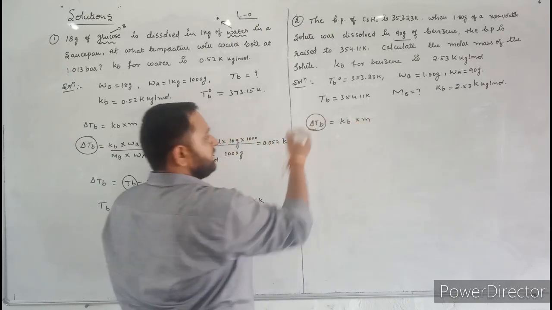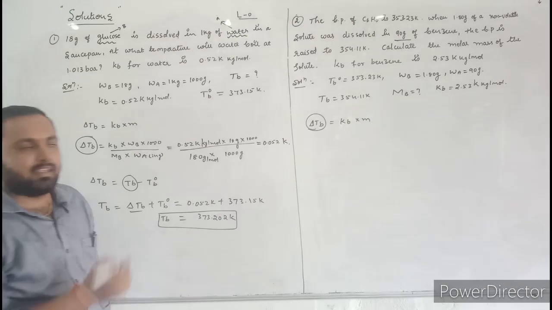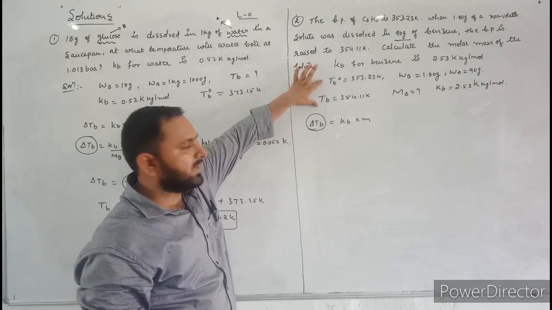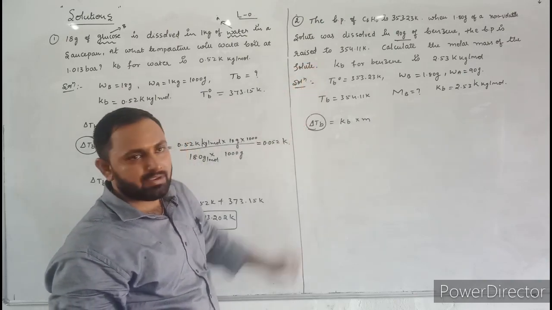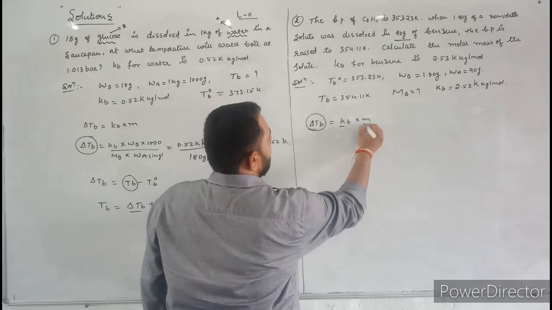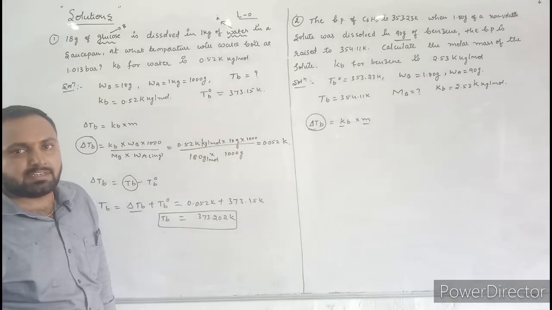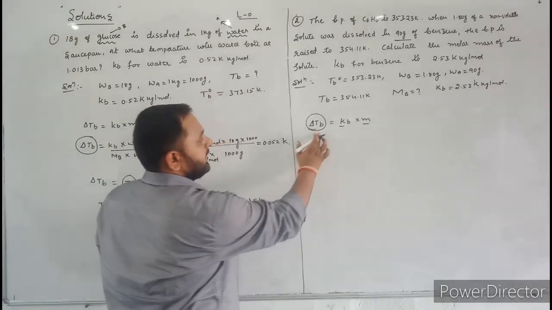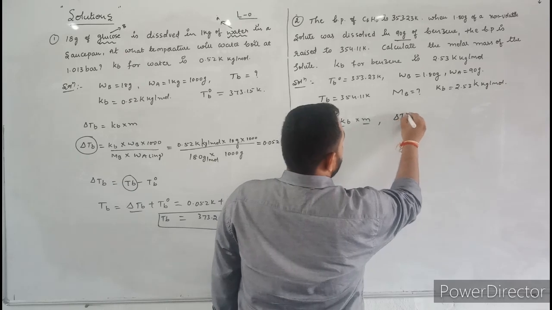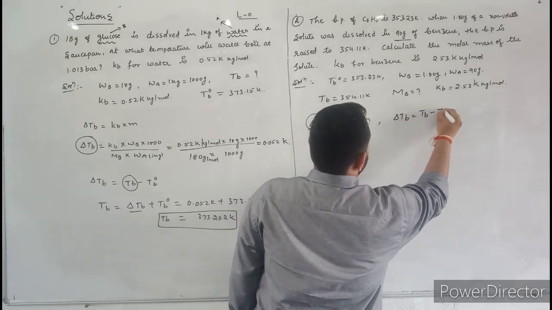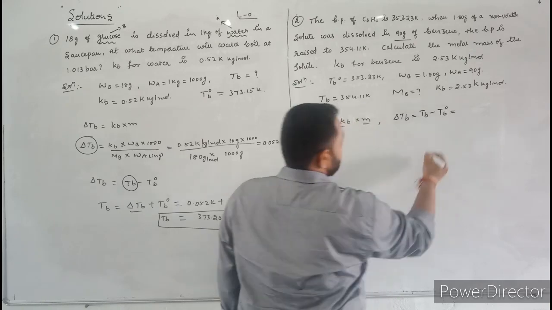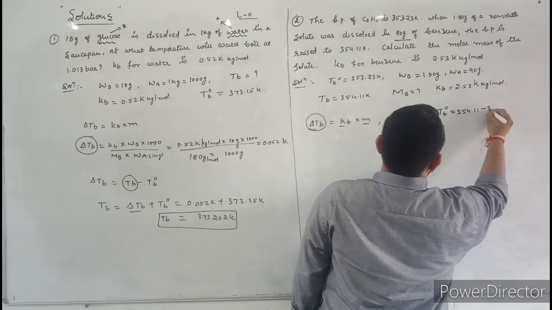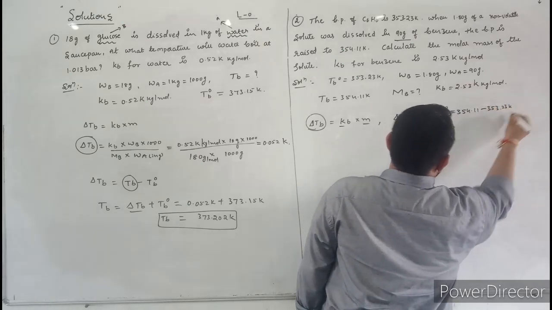Here the delta TB value is not given, but indirectly it is given, because the TB value is given and the TB naught value is given. By using these two values we can easily calculate the delta TB value, and here the KB value is also given. Here the small m value is not given, that's why we have to write the molality formula. Now let us first calculate the delta TB value. Delta TB is equal to TB minus TB naught. Here just substitute the values. TB means what? 354.11 minus 353.23 Kelvin.